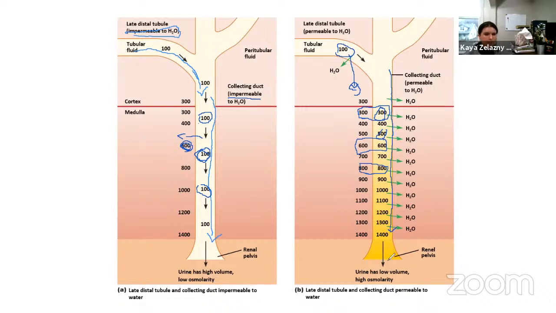So the result here, when we allow water to get reabsorbed, is low volume but highly osmolar, so highly concentrated urine. Versus if we don't have those aquaporins, lots of water stays in our urine, so it's high volume. And it's not very concentrated, it has low osmolarity, because it didn't go through this process of reaching equilibrium with the medulla, because there was no way for the water to cross.